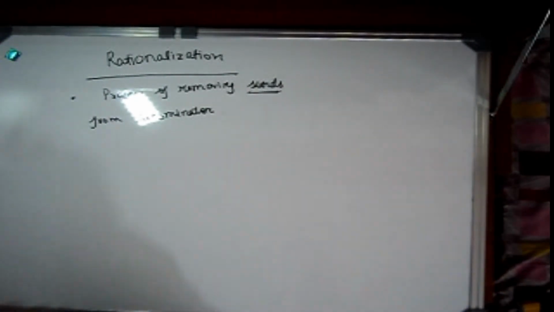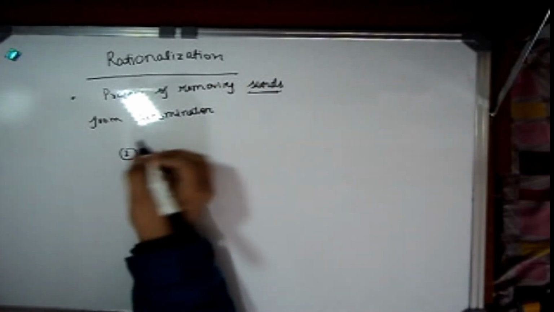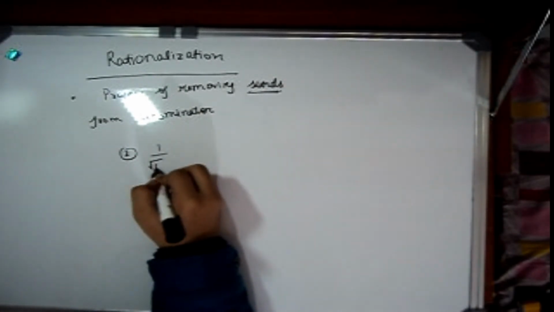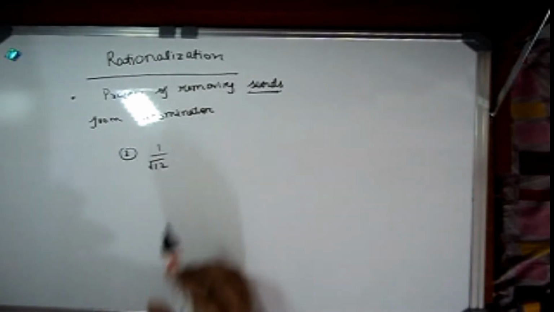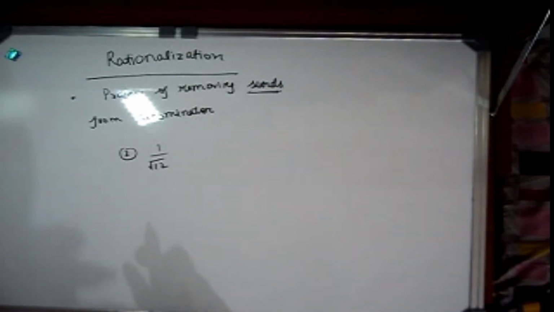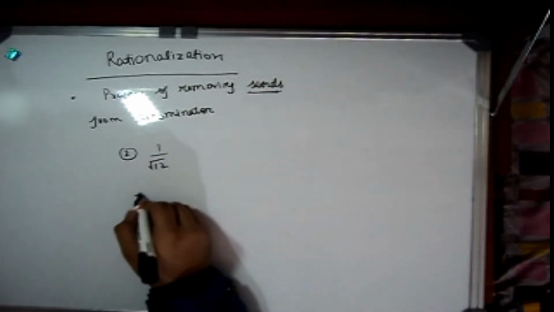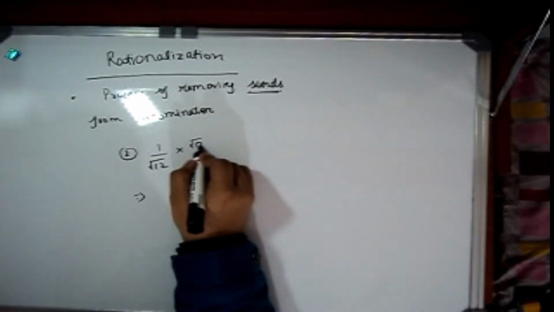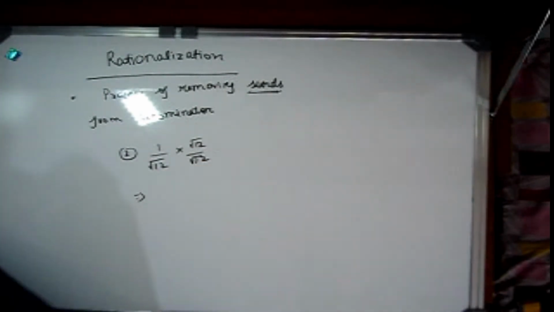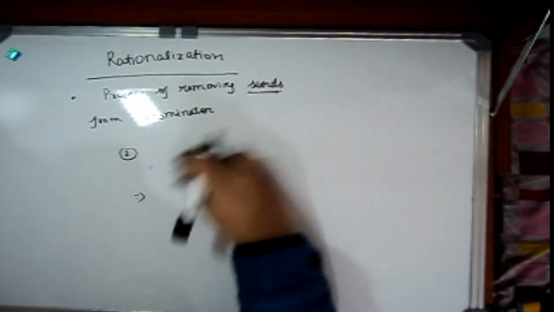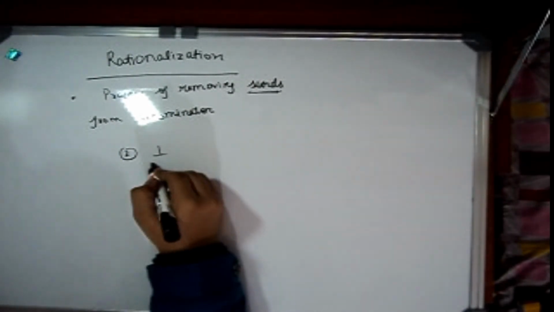The next question is a little bit confusing: 1 by root 12. It is confusing because we can solve it by two methods. First, we can just simply multiply by root 12 by root 12. So the answer will be root 12 by 12.